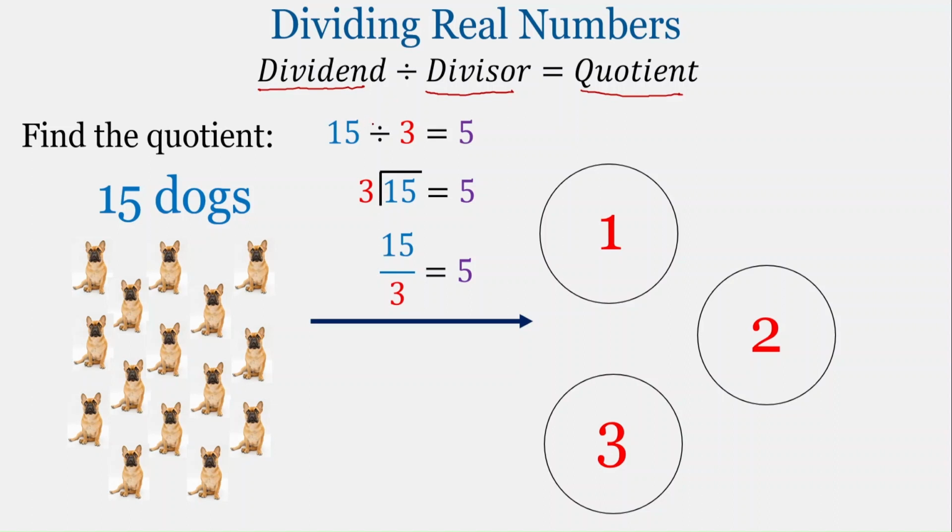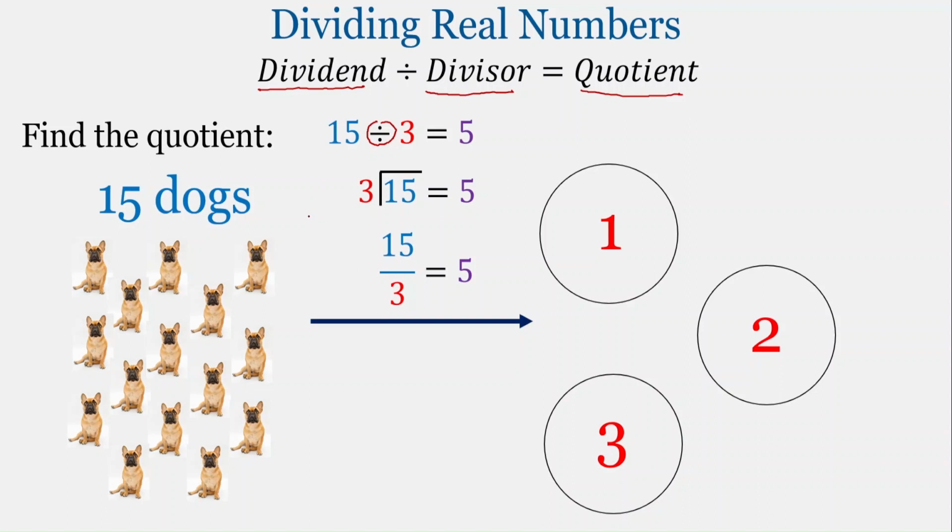So let's look at 15 divided by 3. And we can write this in a variety of ways. So here we have the standard division sign, 15 divided by 3. Next we have the standard long division, using this long division bar. And finally we have it written as a fraction. In this case, the numerator is the dividend, and the denominator is the divisor.